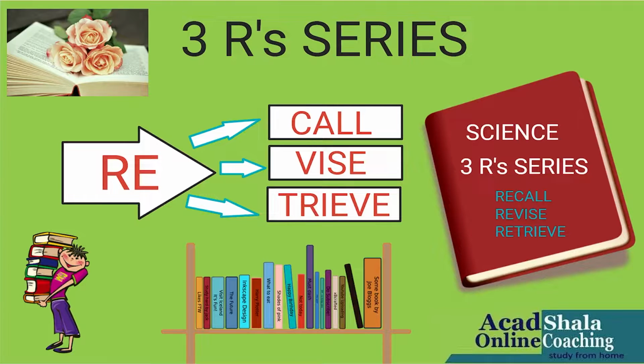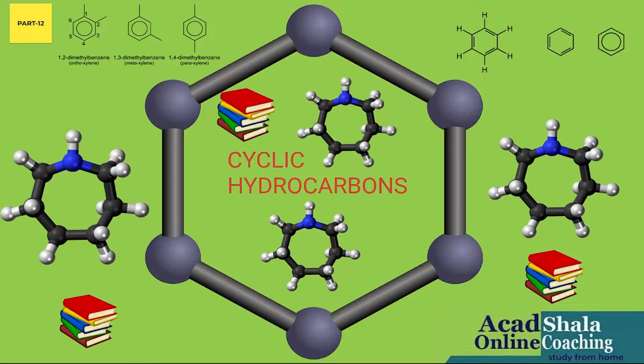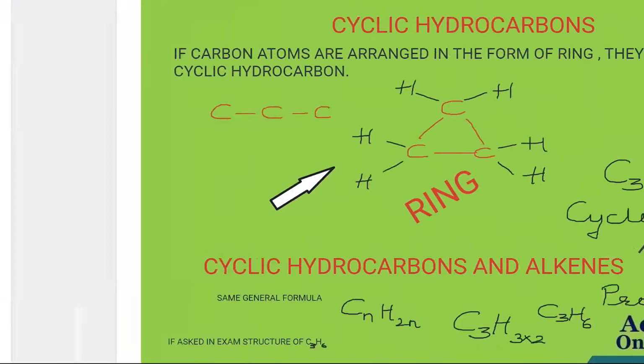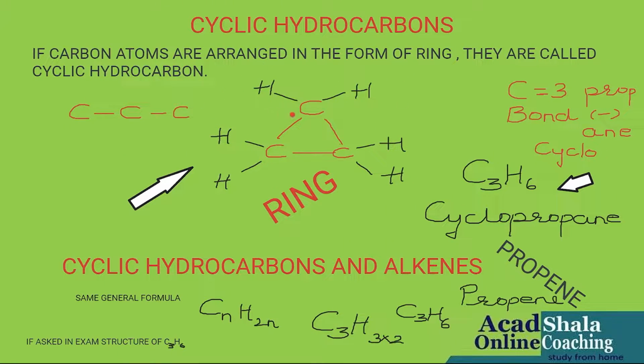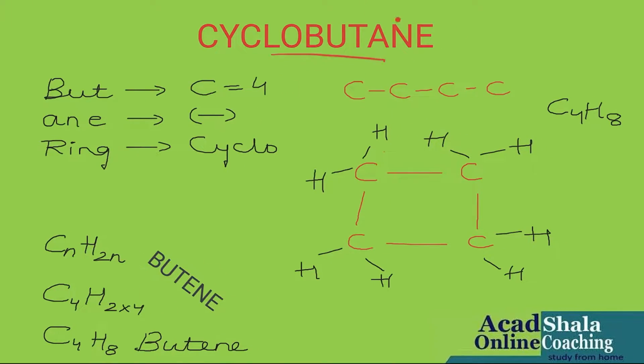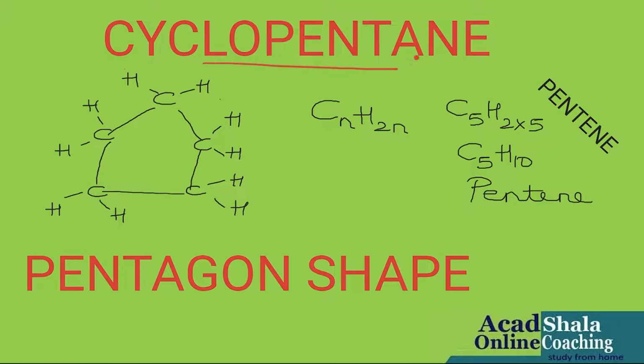Let's roll on with the 3R series, that is recall, revise, retrieve. Today we are going to do part 12 from chapter 4, carbon and its compounds. In the previous video, we did cyclohydrocarbons, what are these? And then I also taught you about cyclopropane, as well as propene, that they share the same general formula. Then next we did it for cyclobutane. And today we will be doing it for cyclopentane.